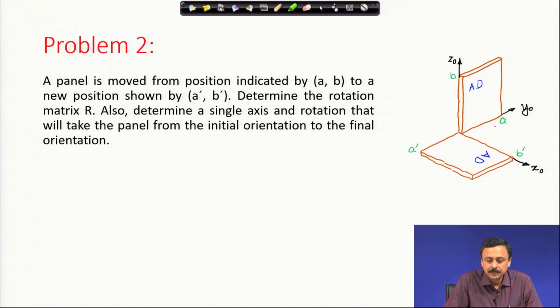So, somehow they travel. Determine the rotation matrix R, this is the first. Also determine a single axis and rotation that will take the panel from the initial orientation to the final orientation. In this motion of this plate, one point is fixed, that corner point which lies at the origin of the x0, y0, z0. Therefore, we can find a single rotation about a single axis.